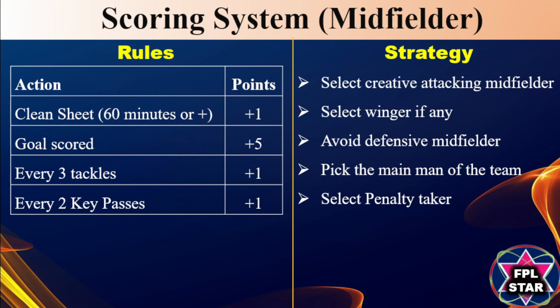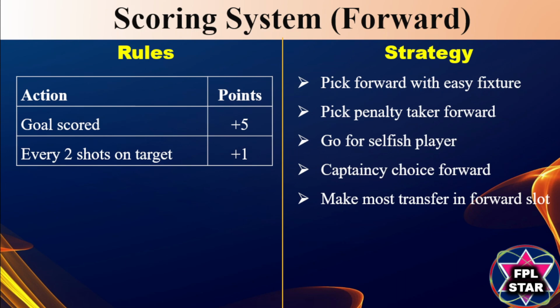Now move on to the scoring system for forwards, and if a forward scores a goal, he gets 5 points, and for every 2 shots you get 1 point. And the strategy for the forward option is you should go for a forward who has an easy fixture, because in World Cup Fantasy there are a lot of forwards, so you should obviously go for a forward who has an easy fixture, because he will give you points. And also go for the penalty taker forward, because he takes the penalties and scores goals. And go for a selfish player, who shoots a lot and doesn't pass.